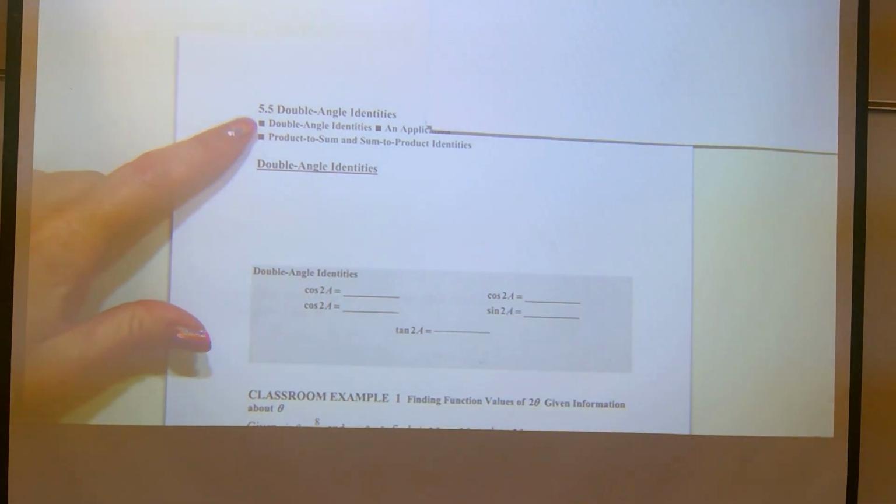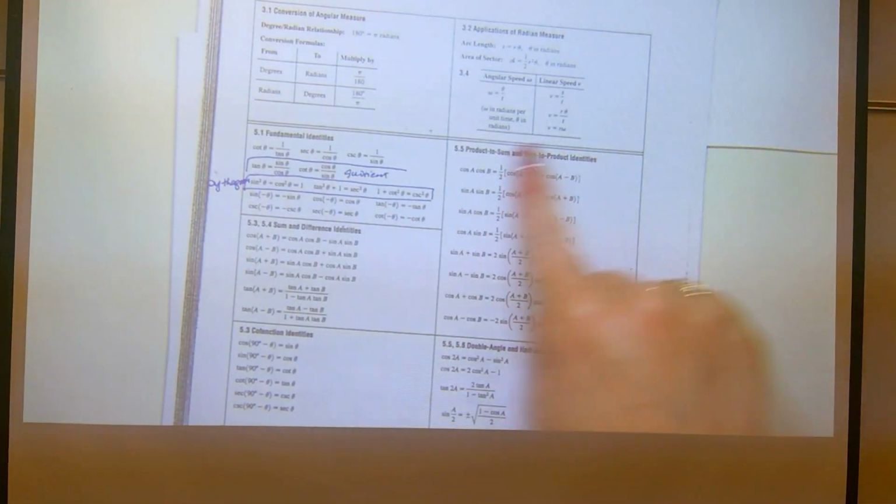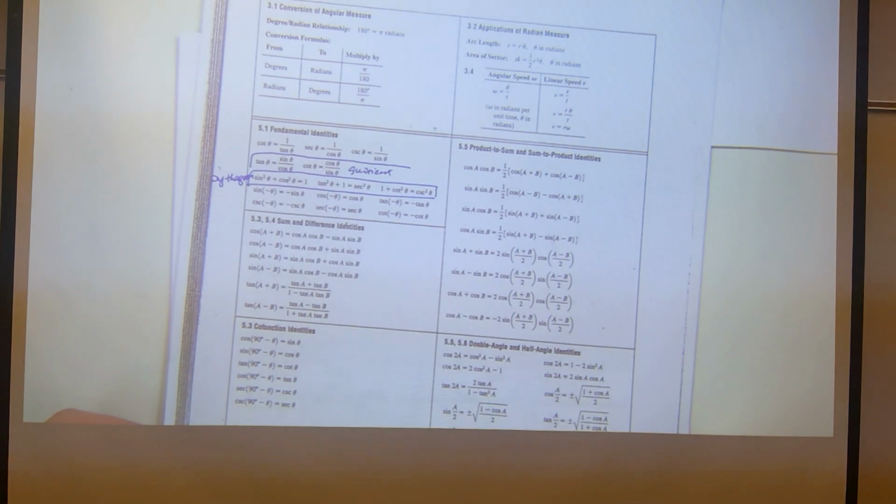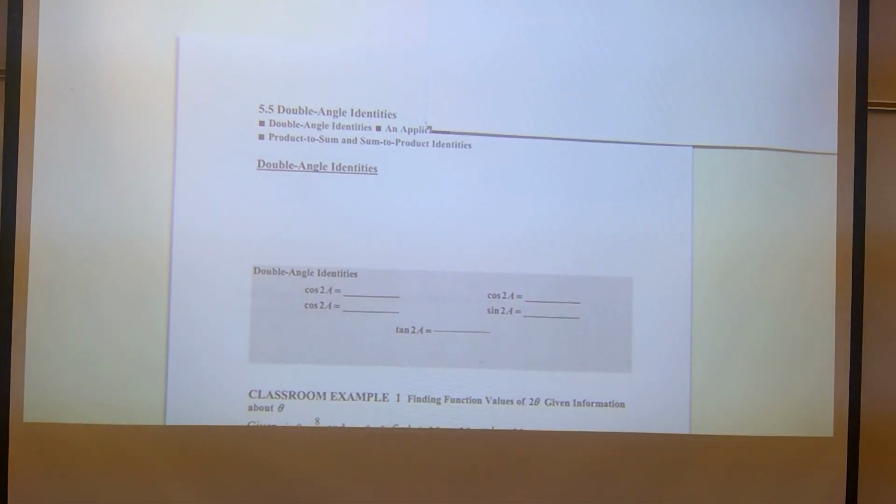We're doing 5-5, which is double angle and product to sum to product identities. We're doing this entire section here with these 8 identities, and then we're introducing these first 4 here. So we are going to tackle 12 different identities today.